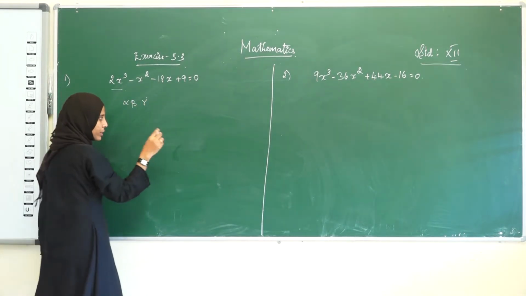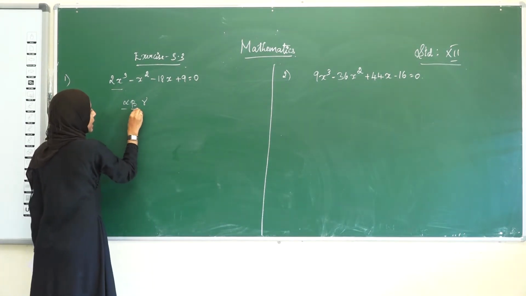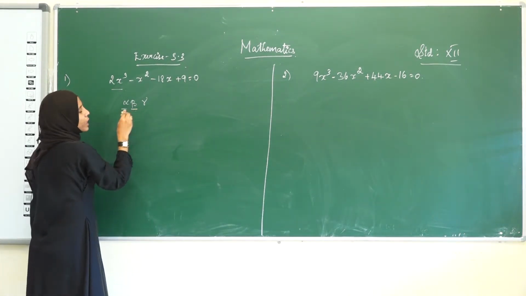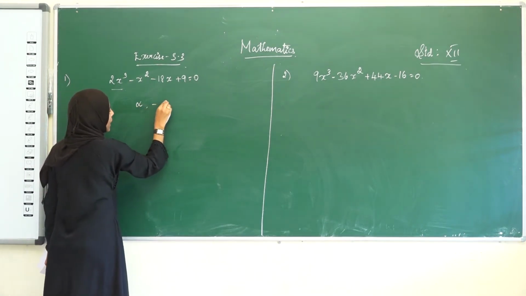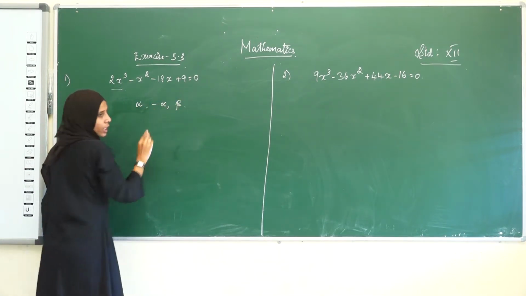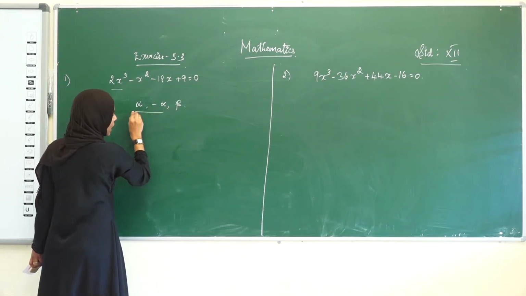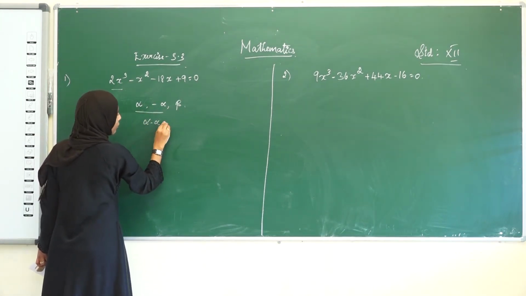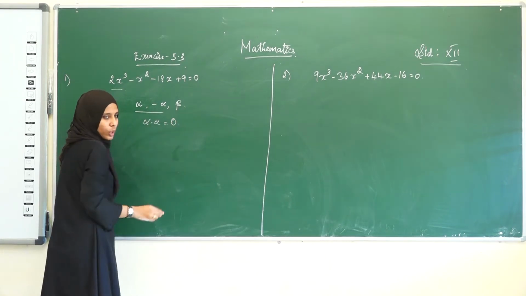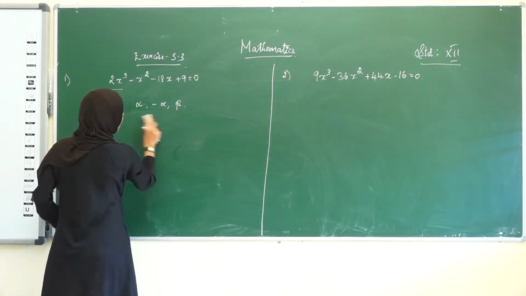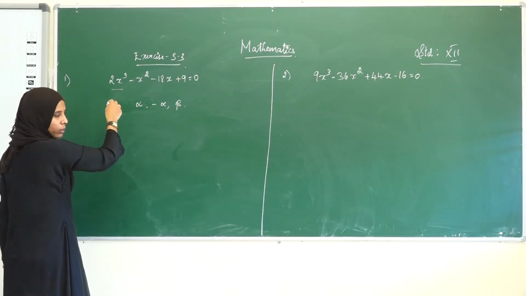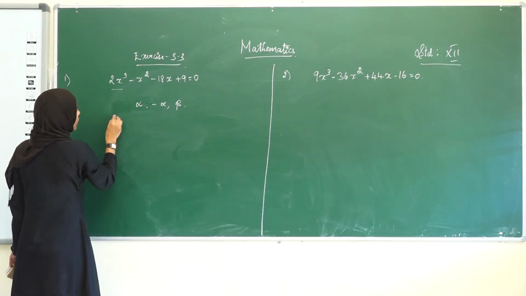What does that mean? Two of its roots vanish means they must cancel. When we add these both, we should get 0. Therefore, we are rewriting the roots as alpha, minus alpha and beta. When we add alpha and minus alpha, that becomes 0, which means this vanishes. So we are taking the roots alpha, minus alpha and beta. Now we are going to solve the equation. How are we going to solve?